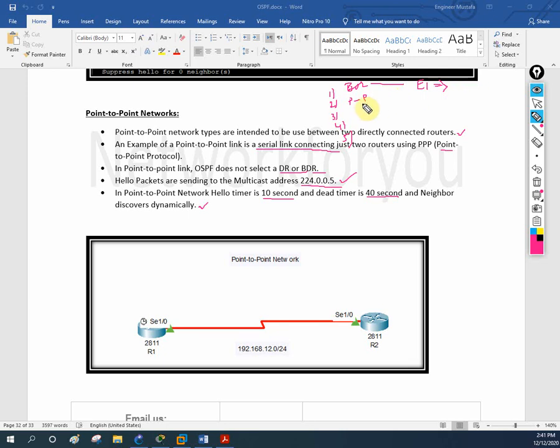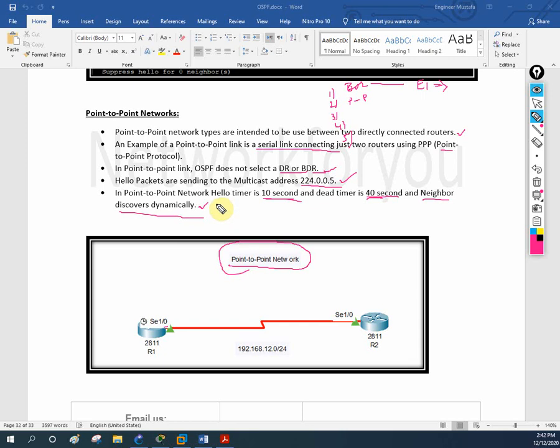But when you connect two routers by using a serial interface, a serial link connection, it is called a point to point network. When you configure OSPF, it will treat the serial connection as a point to point network. In this network there is no DR and BDR, and the hello timer, dead timer and multicast address have the same values. In the point to point network, the neighbor forms dynamically, so there is no need to do it manually.